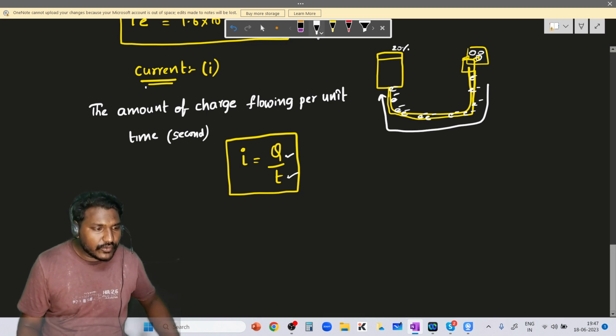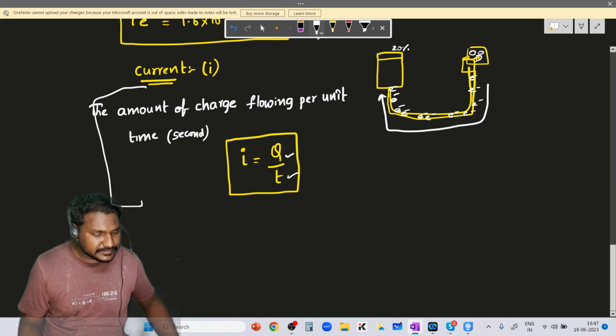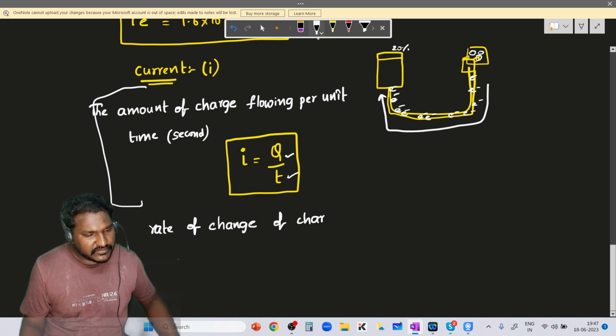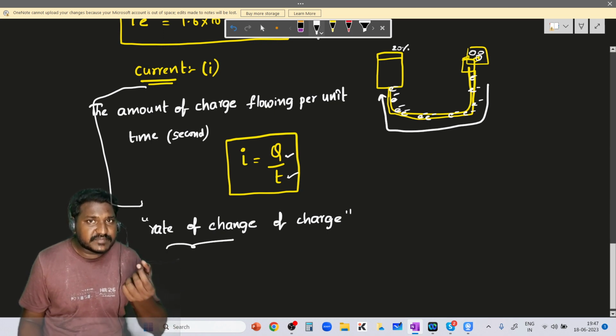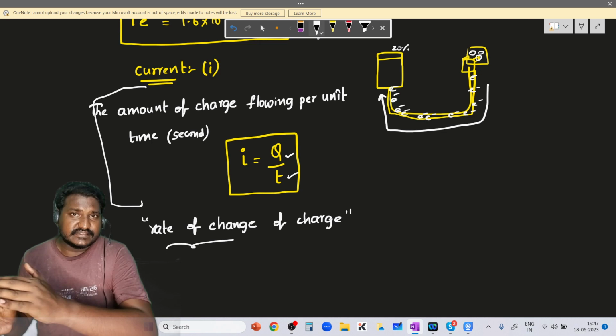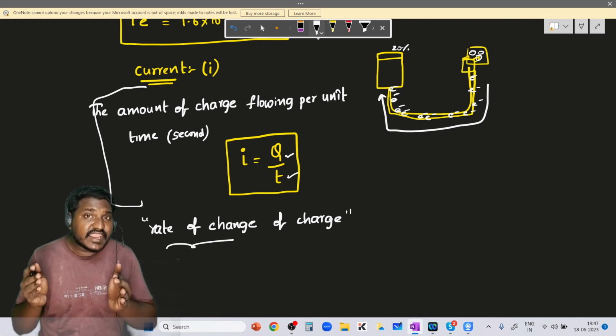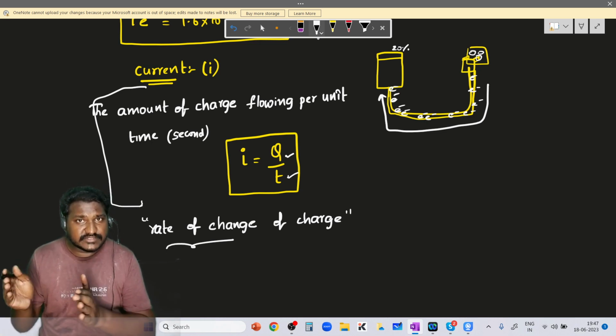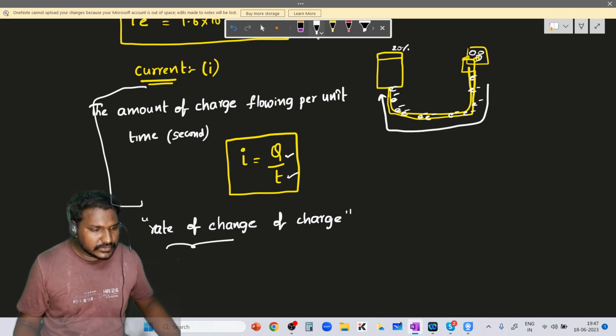Therefore, current can also be defined as rate of change of charge. Rate of change means dividing with respect to time. That means with the change in time, how much it is changing. So rate of change means dividing with respect to time. So I is equal to Q by T.